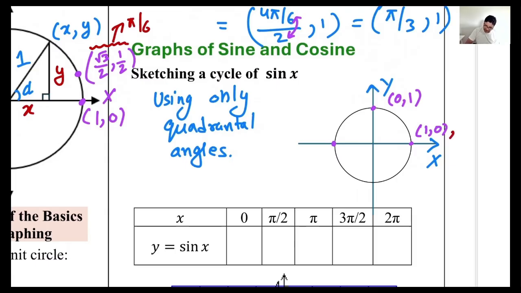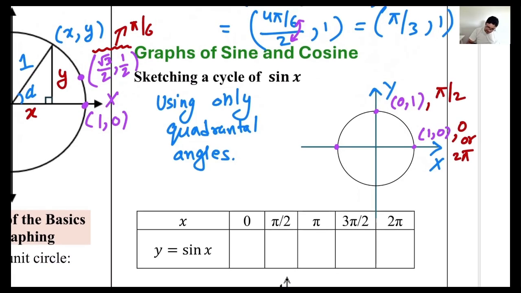Okay. So this 1, 0 corresponds to 0 or 2 pi in terms of the angle theta. Okay. Or angle x here. On the x coordinate you have the angle. And this corresponds to angle pi over 2. Then on the left side you have negative 1, 0, which corresponds to angle pi. And below on the negative y-axis you have 0, negative 1, and it corresponds to angle 3 pi over 2. Okay.